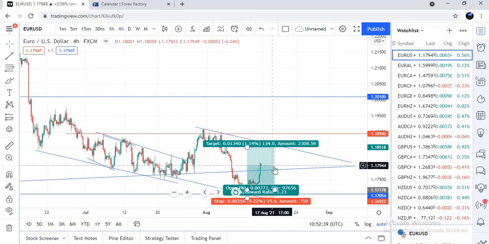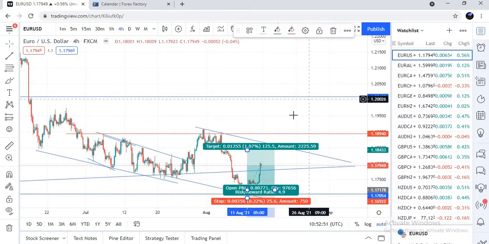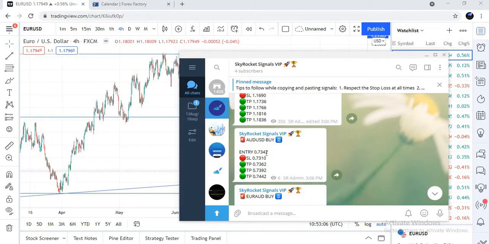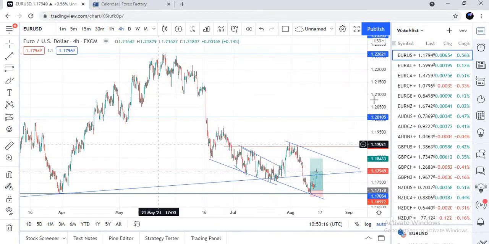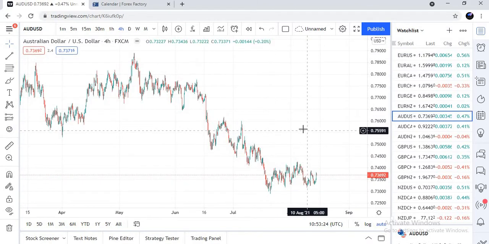So if you enter this trade with other traders as early as possible, you should have been in 70 pips profit. So that is that for the Euro USD. The next pair that we dropped a signal on was the AUD USD, and this was dropped on the VIP around 3:06 p.m. and it was dropped at the price of 0.732. So let's check out the AUD USD to see how it went.